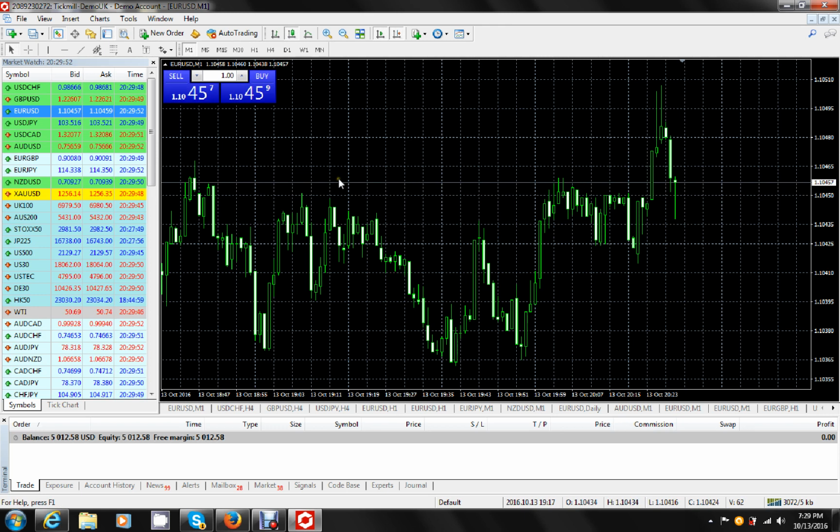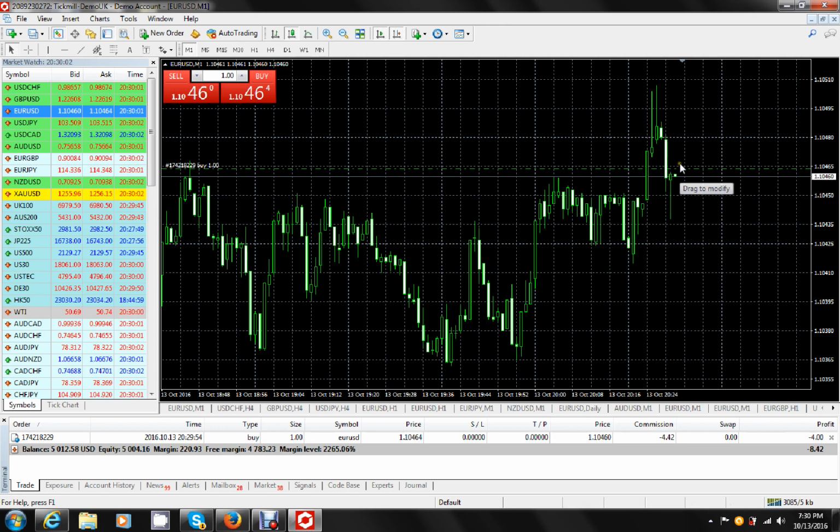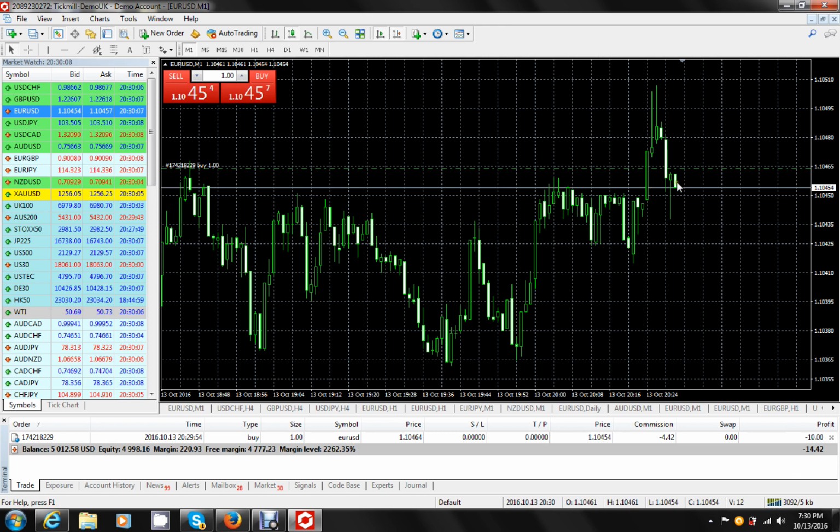Now, when I press buy, let me press buy. See, I just pressed buy. Here's my buy line right here. Bought one lot. If the graph passes this line and goes up, I will be in profit. But now you can see it's below the line. I'm in a loss, and as it goes lower and lower, my loss increases. Right now I'm in a loss of $13, negative $13.